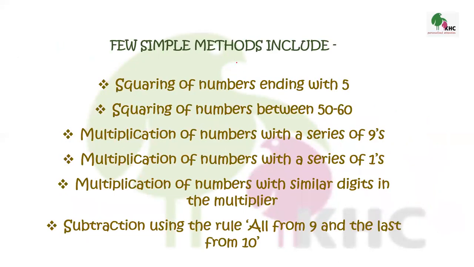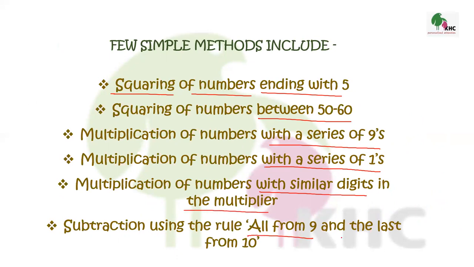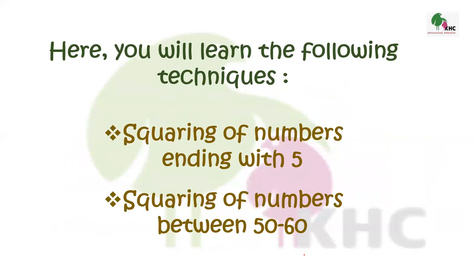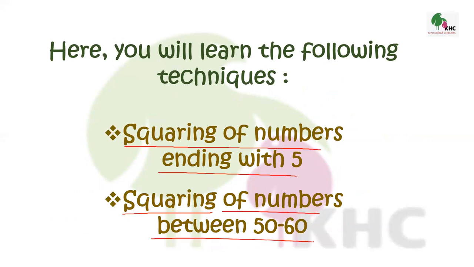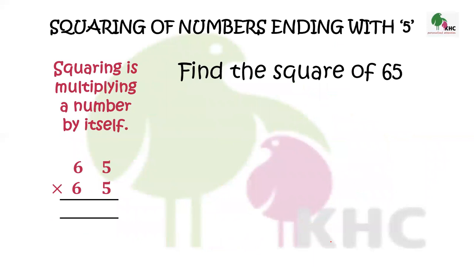So the few simple methods include squaring of numbers ending with 5, squaring of numbers between 50 to 60, multiplication of numbers with a series of 9s, with a series of 1s, with similar digits in the multiplier, all from 9 and the last from 10. So these are the things we are going to include in few simple methods. We are going to discuss one by one. In today's class, we are going to discuss two techniques. The first one is squaring of numbers ending with 5, and the other one is squaring of numbers between 50 to 60.